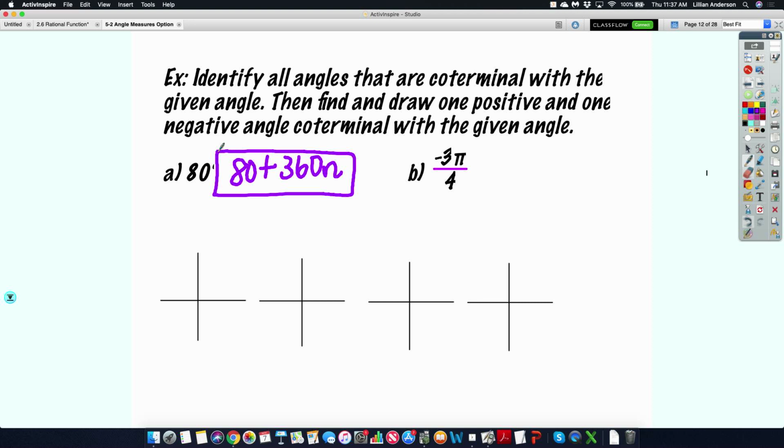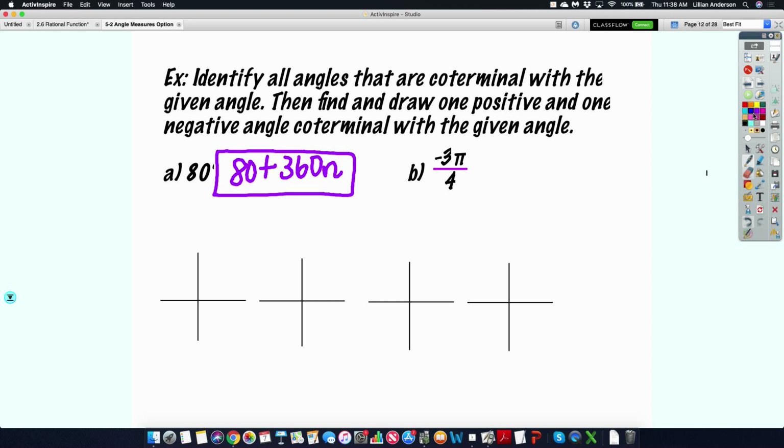You don't have to put the n is an element of integers. Just when you use that formula to find other coterminal angles, promise me you'll use integers. Okay, so make sure you use integers, because that's what we're going to do. We're going to find one positive and one negative coterminal angle based off of 80. Okay? What integer do you want to use? Give me an integer. Doesn't matter.